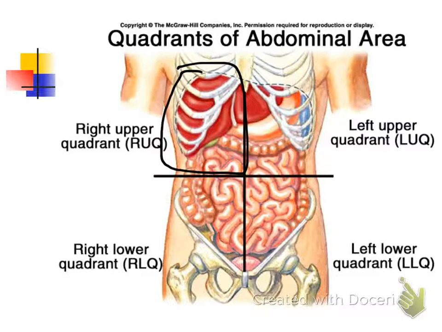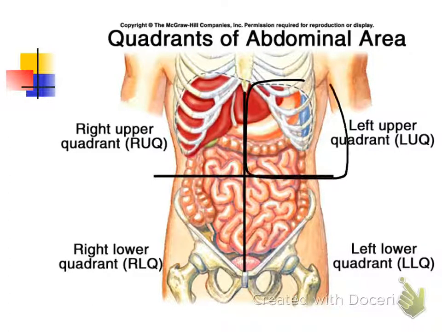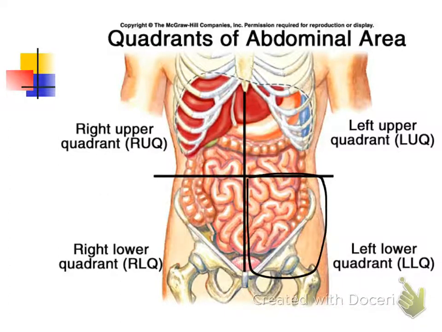Here's your right upper quadrant, which contains major organs like the liver and the gallbladder. The left upper quadrant contains organs like the stomach, the spleen, and the pancreas. The right lower quadrant contains organs like the appendix, or it could be some reproductive organs. And then the left lower quadrant usually indicates some type of intestinal problem.